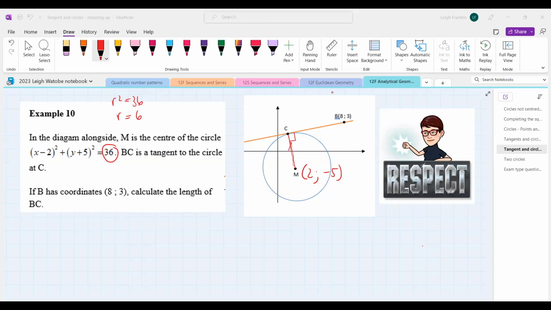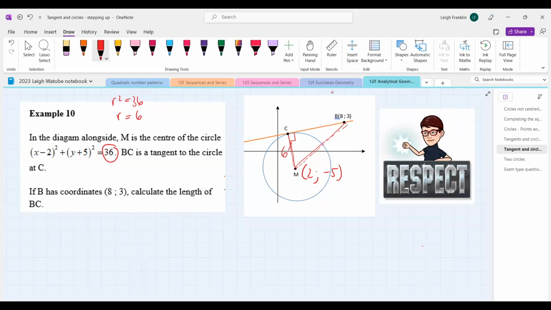We can connect M to B. Okay, so can you see that you've got a right-angled triangle? And that's why it's all right for us to do the theorem of Pythagoras. We cannot do the theorem of Pythagoras in triangles that are not right-angled. So we know that the length of this line is 6.